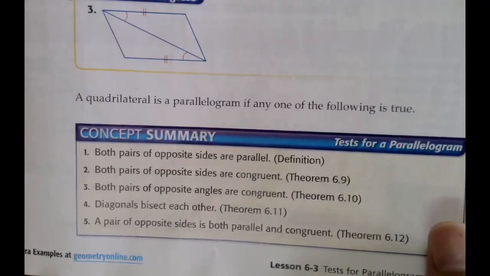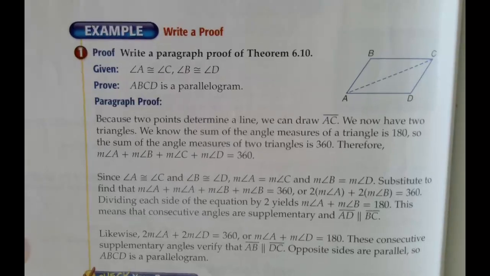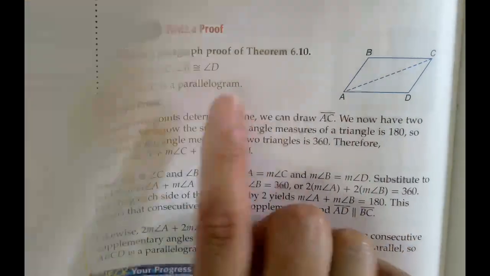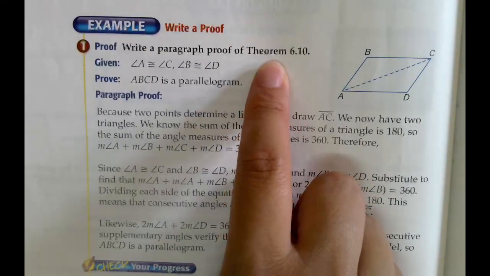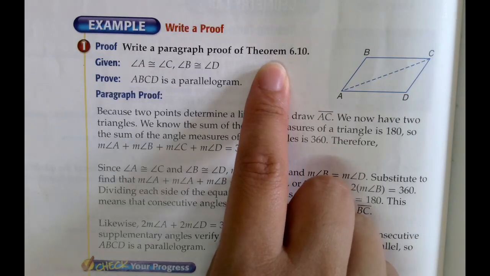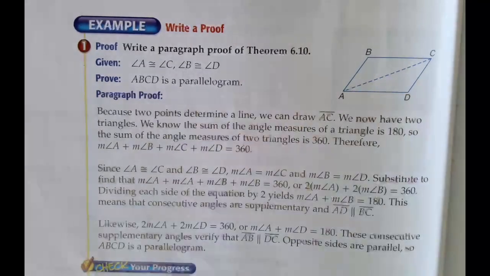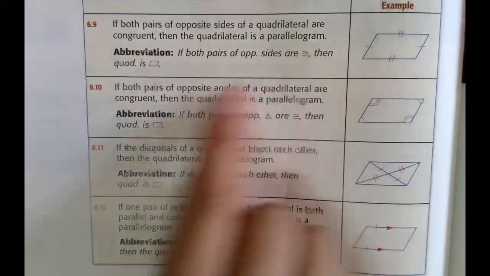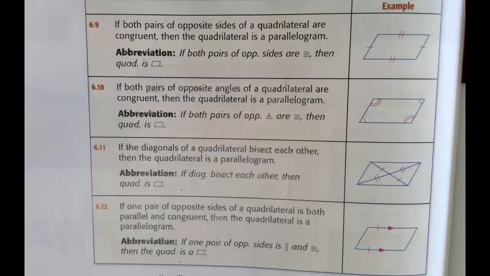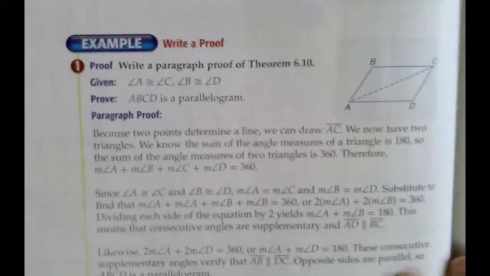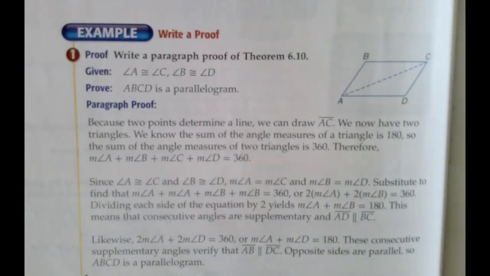So that takes us to example 1. Rather than writing it all out for you, I'm just going to use the book and point and explain what it means. So here we're writing a paragraph proof for theorem 6.10. Again, you cannot call it that because that really has no meaning in the real geometry or math world. It wants us to prove that if both pairs of opposite angles of a quadrilateral are congruent, then the quadrilateral is a parallelogram. So that's where we're starting off with our given. We're using this picture to help explain it.